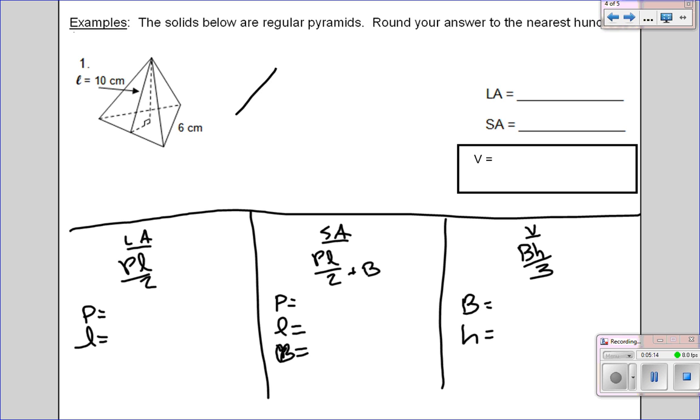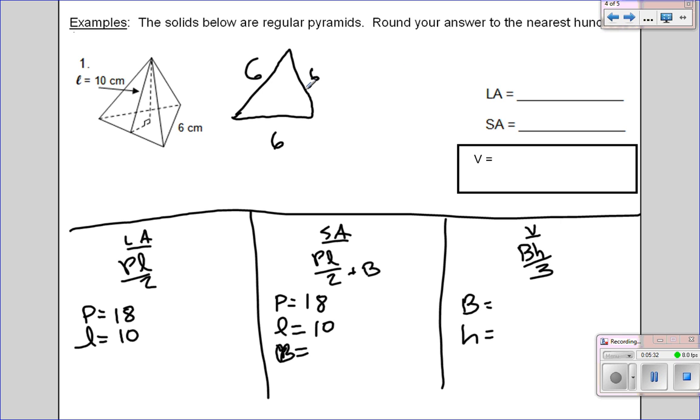So start by drawing the base. Base is an equilateral triangle, 6 on each side. So the perimeter will be 18. Let's see, the 10 is what's going down the side. So that's the slant height, so that's going to be 10 there and there.